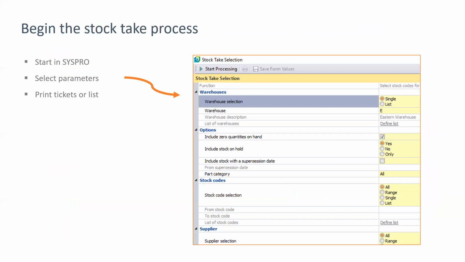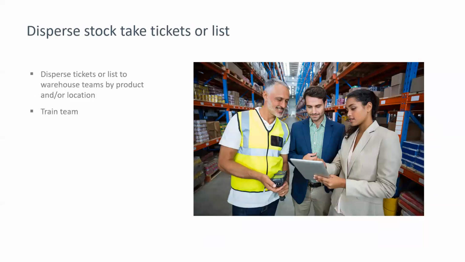So let's break these down a little bit further and walk through what each of these looks like. As a supervisor or warehouse manager, you're going to begin your stock take selection in SYSPRO, and this is where you're going to define the parameters for what you're counting, whether it's by warehouse, bin locations, stock codes, etc. There's ways to break that down on what's going to be counted. Now, once you've defined your parameters, you're going to select Start Processing. And if you're using tickets out of SYSPRO, you're going to print those stock take tickets as well at this point in time. So now that you've started that process, you're going to disperse your stock take tickets or list to your employees based on what they're going to be counting.